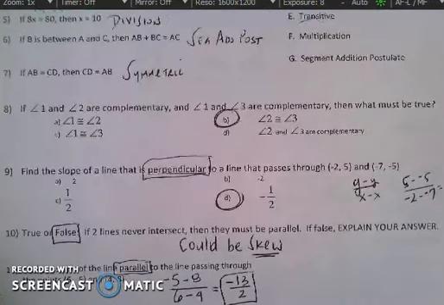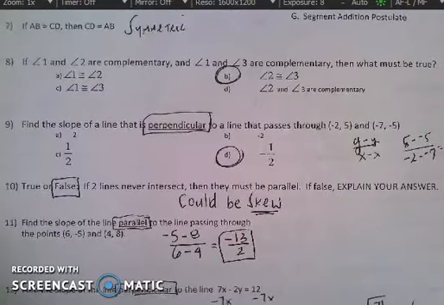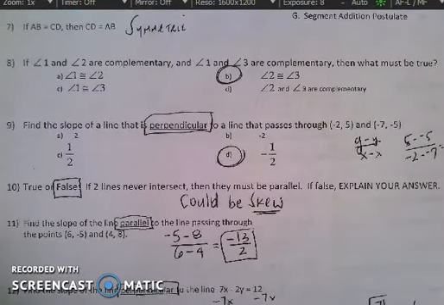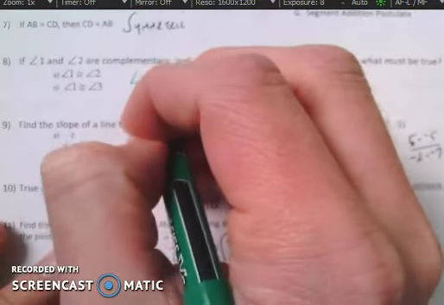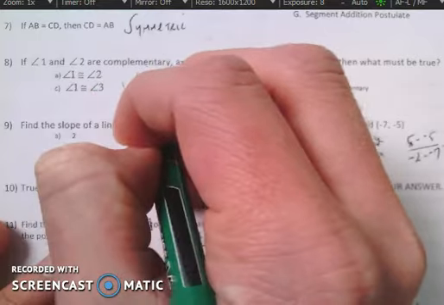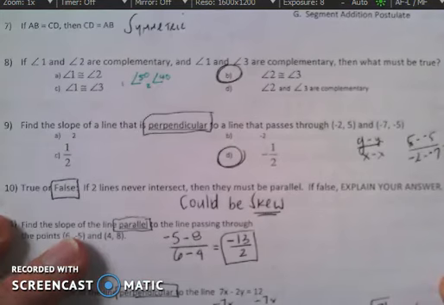Alright, so moving our way down, number 8, it says 1 and 2 are complementary and 1 and 3 are complementary, then what must be true? The way we always kind of do this is basically just draw 2 angles, angle 1 and angle 2, and I give them 50 degrees and 40 degrees. It means they add to 90.